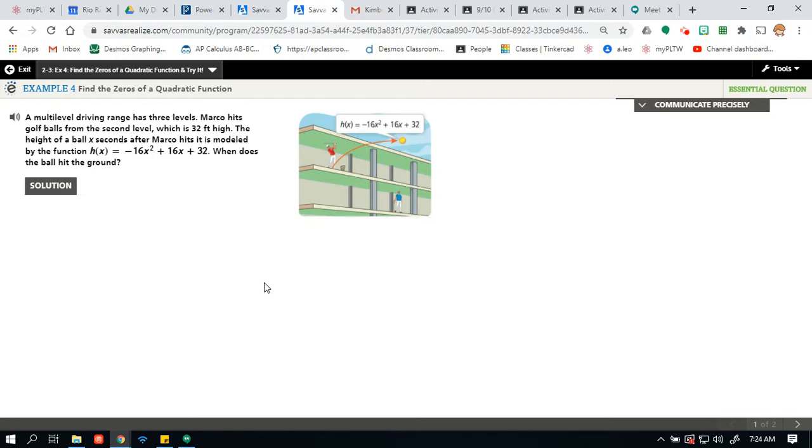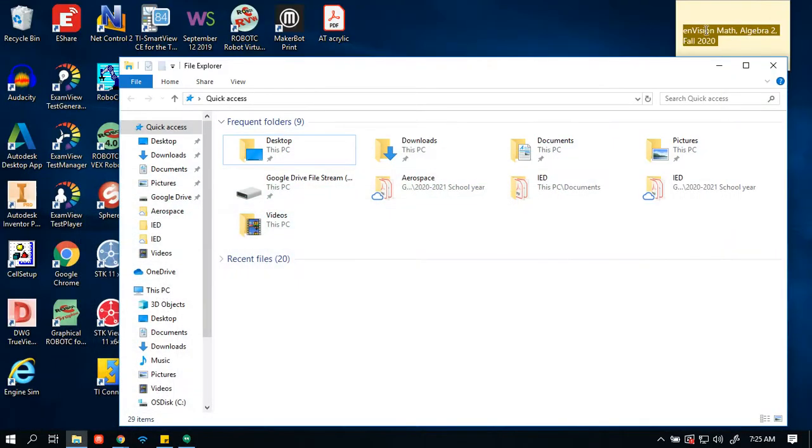So a multi-level driving range has 3 levels. Marco hits golf balls from the second level, which is 32 feet high. The height of the ball x seconds after Marco hits it is modeled by the function h of x equals negative 16x squared plus 16x plus 32. When does the ball hit the ground? All right, so this is a great problem to think about.